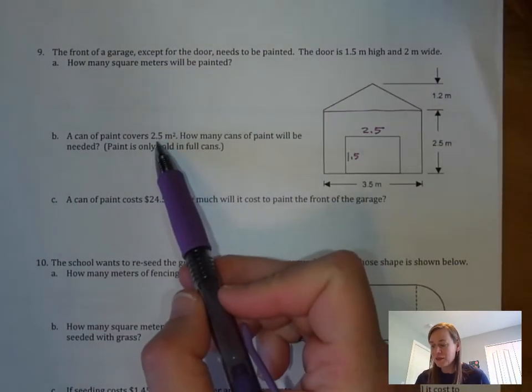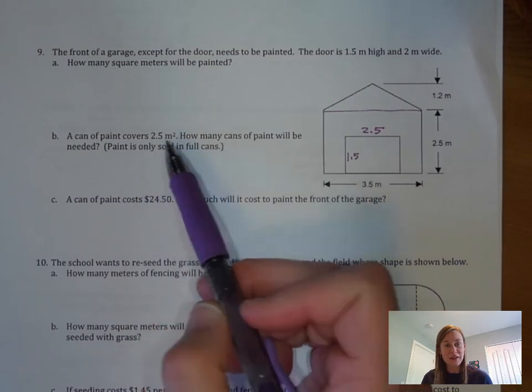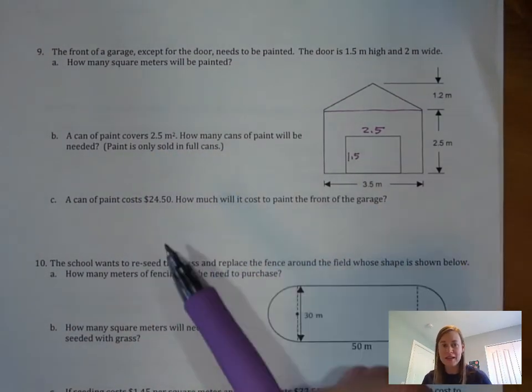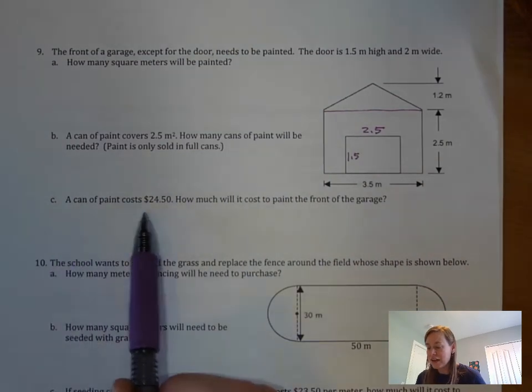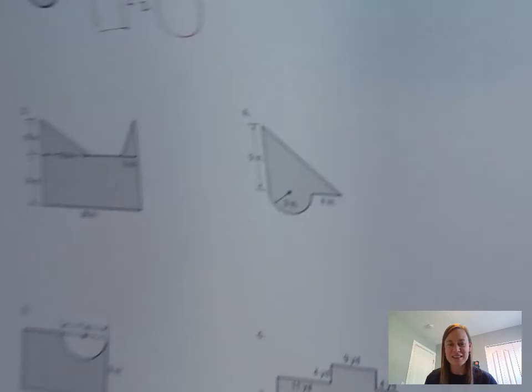And then it's kind of like the one we did in the notes. You have to figure out how many cans of paint you're going to need. And it's only sold in full cans, so make sure you round it up if you get any kind of decimal. And then you're going to figure out the cost. You do not have to figure out any 20% off or any tax rate, so not quite as expensive as what we just did in the notes.